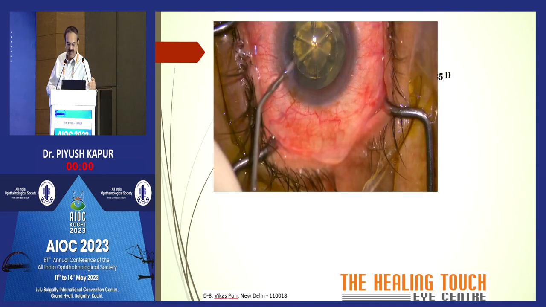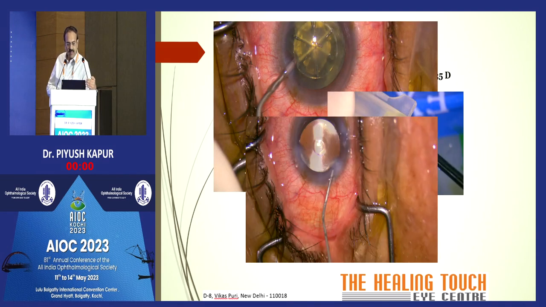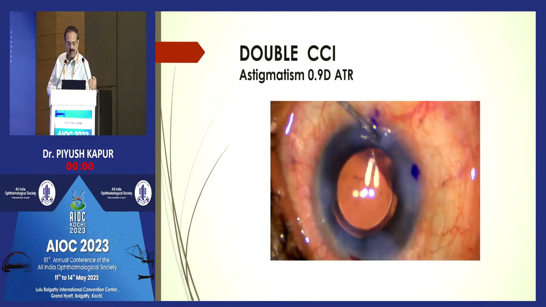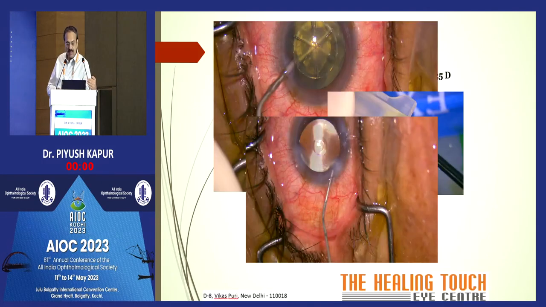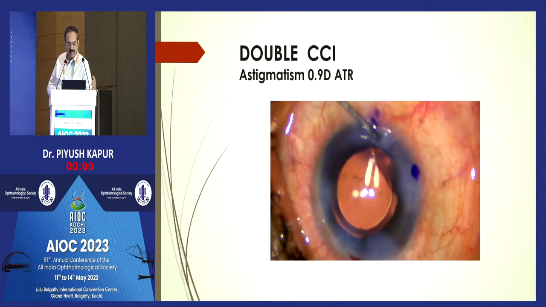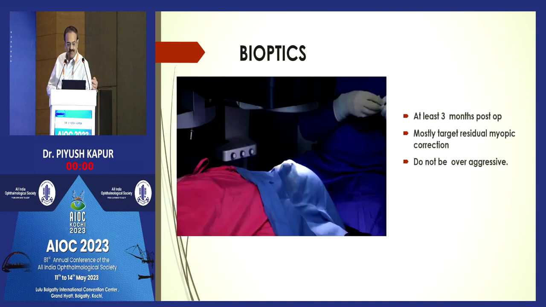Whenever the astigmatism is anything more than 0.75, we use the LRI. Here is an LRI which I had given with a Flax for a patient whom we implanted with a VVT lens. And whenever the astigmatism is less than 0.95, I generally use a double CCI if the patient is not affording a Flax. And if at all we are not able to reach bang on the target, we have bioptics with us. The surgeon should never be very aggressive, and if we are very close to the target, I generally discourage any such thing.